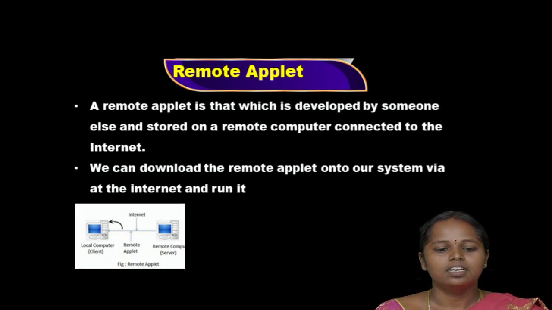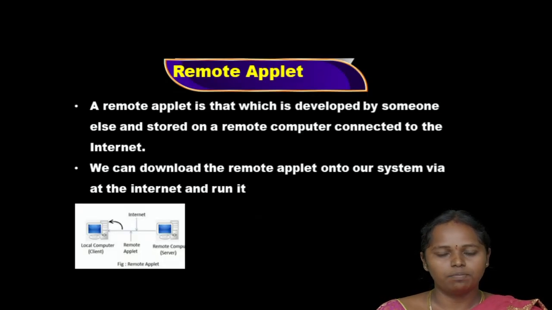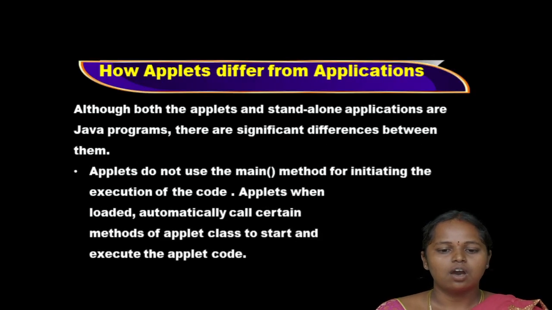Remote applet: a remote applet is one which is developed by someone else and stored on a remote computer connected to the internet. We can download the remote applet onto our system via the internet and run it. And then, in the case of local applets, codebase may be absent or may specify the local directory. So then, how do applets differ from applications?